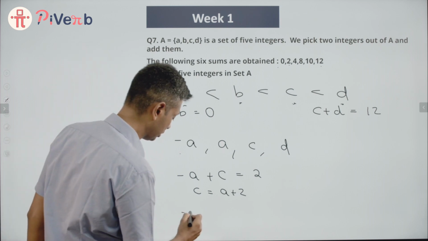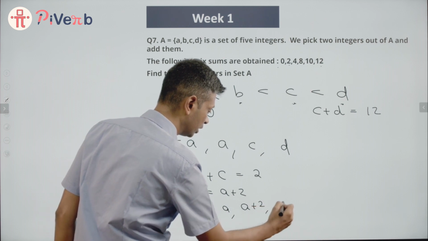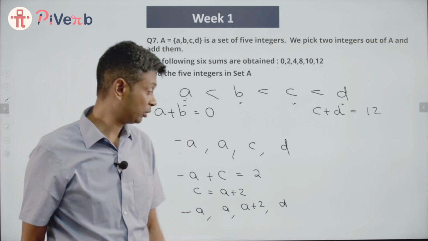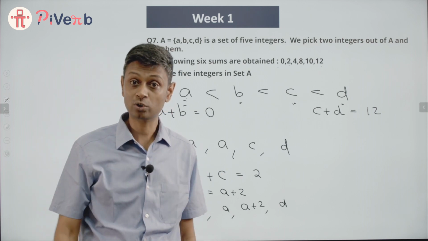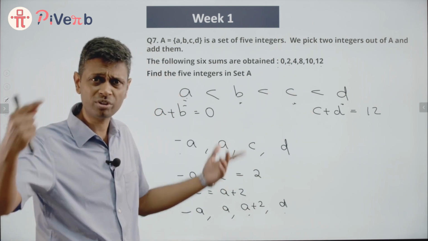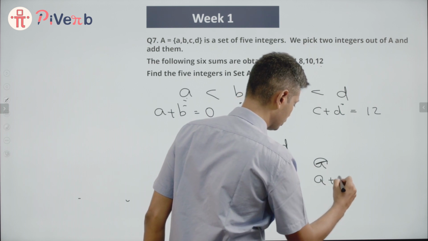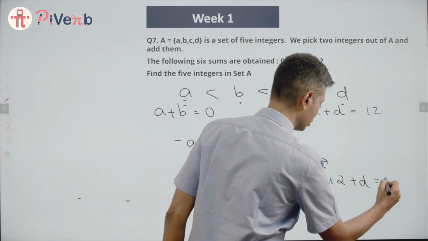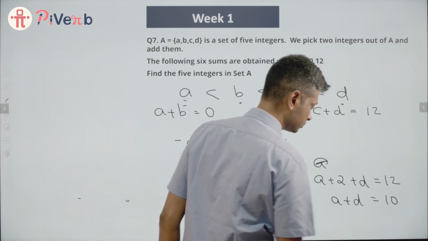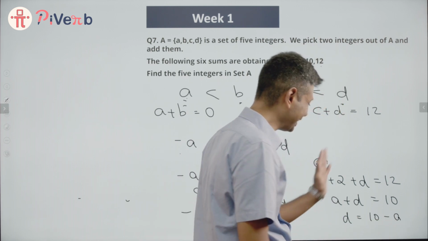Brilliant. So now we have got the numbers as minus A, plus 2, D. I start with A, B, C, D, 4 variables. Now I am down to only 2 variables, A and D. I also know one beautiful thing: I know that these two add up to 12. I'm going to use that. Why not? So I have A plus 2 plus D is 12, or A plus D is 10, or D is 10 minus A. Take this A that side.